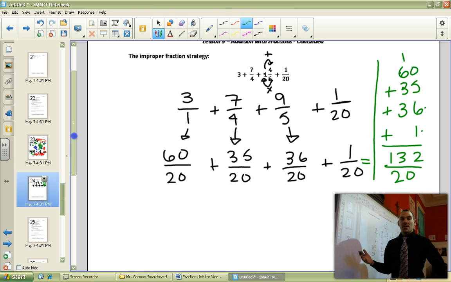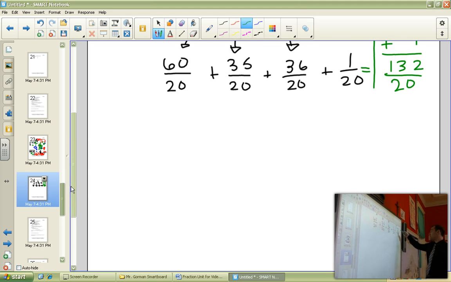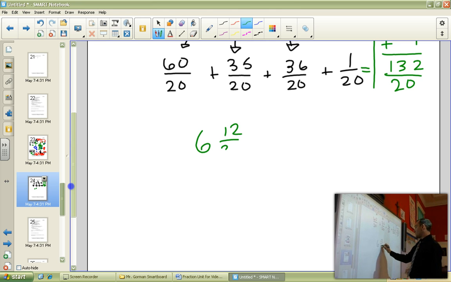We have a dilemma. We can either simplify or turn our improper fraction into a mixed number. Last time I simplified first, so this time I'm going to turn it into a mixed number first. So 132 over 20, 20 is going to fit into there 6 times, so that's going to give me 6 wholes, and then it's going to have 12 out of 20 left over. So now we just have to simplify.